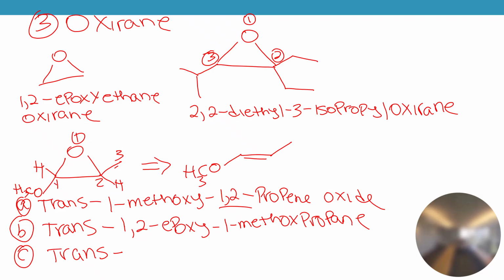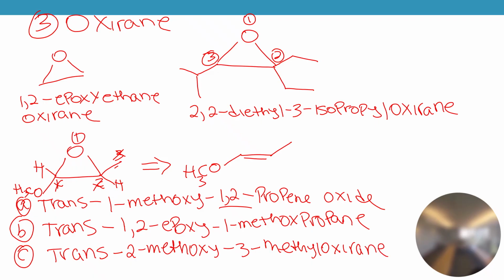Oxygen is carbon 1 now. Or excuse me, oxygen is atom 1. So then we have a methoxy at 2. We're going to give priority to the methoxy over the methyl. So 2-methoxy, 3-methyl oxirane. Okay. You can go back and see the naming for this in the previous examples.